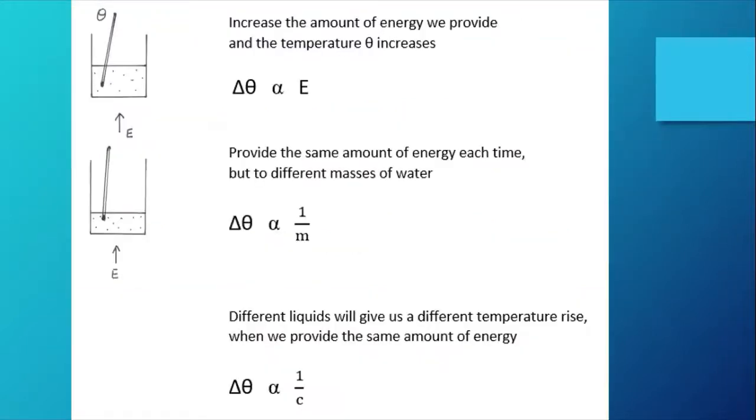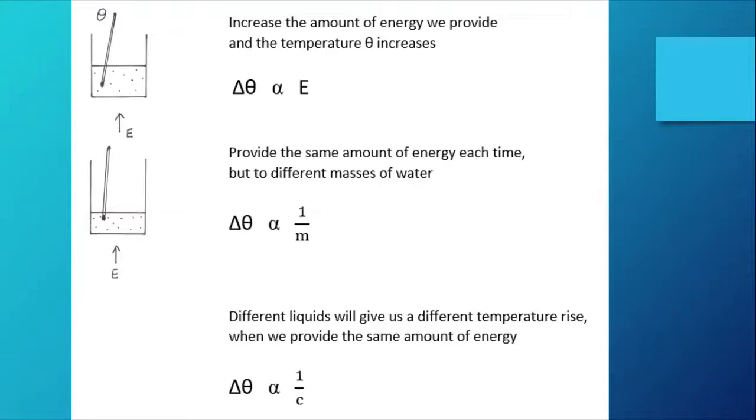Now, if we have a beaker with water in it, and we have a thermometer there, the thermometer reads the temperature theta. If we increase the amount of energy we provide, then the temperature theta will increase. So delta theta, the change in temperature, is directly proportional to E, the amount of energy we provide, whether it's from a Bunsen burner or an electrical heater.